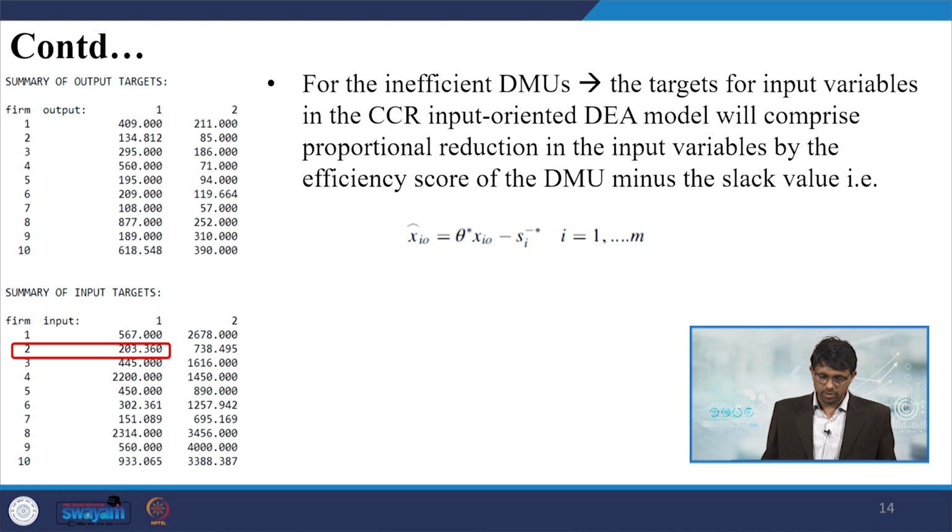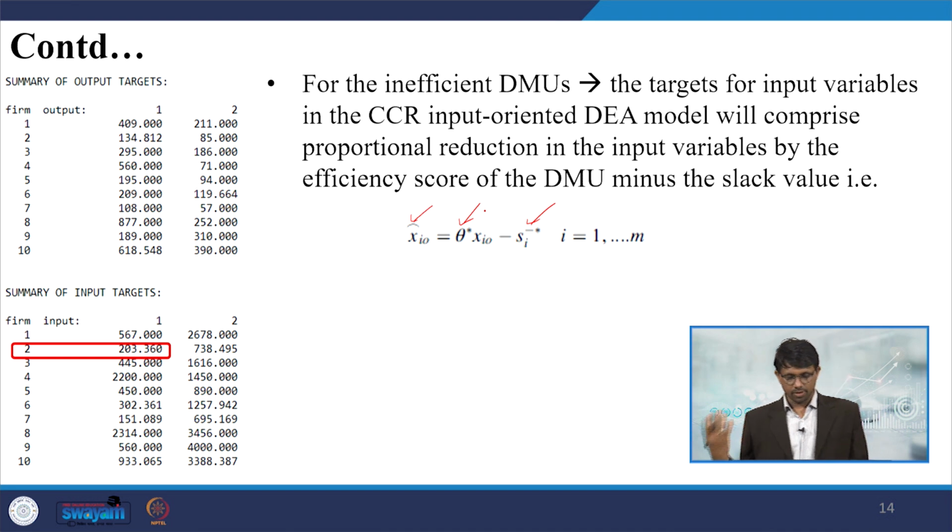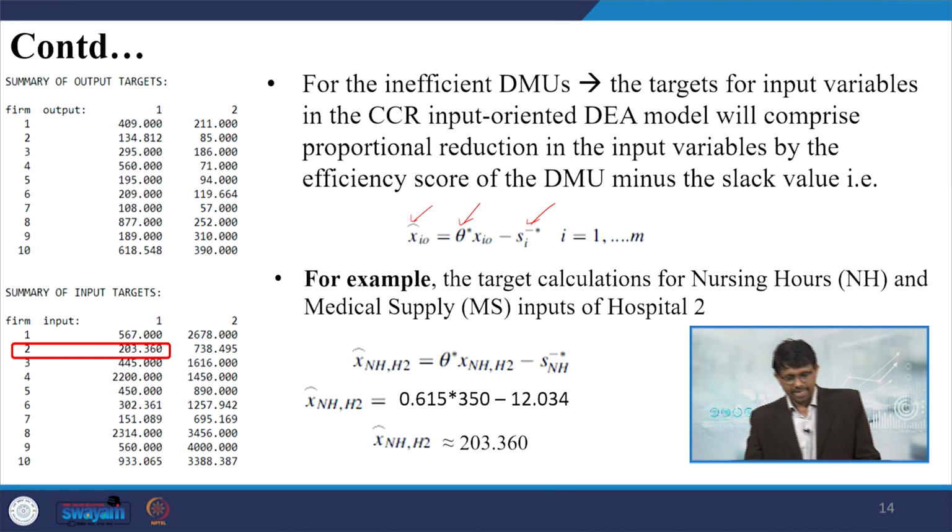So, for the DMUs in efficient 1, that is 2 in this case, the target for input variables in the CCR input-oriented DEA model will comprise a proportional reduction in the input variables by the efficiency score of the DMUs, minus the slack value. Slack value is important, as I already told you, so far as the target is concerned. The efficiency score is also multiplied to arrive at the target.